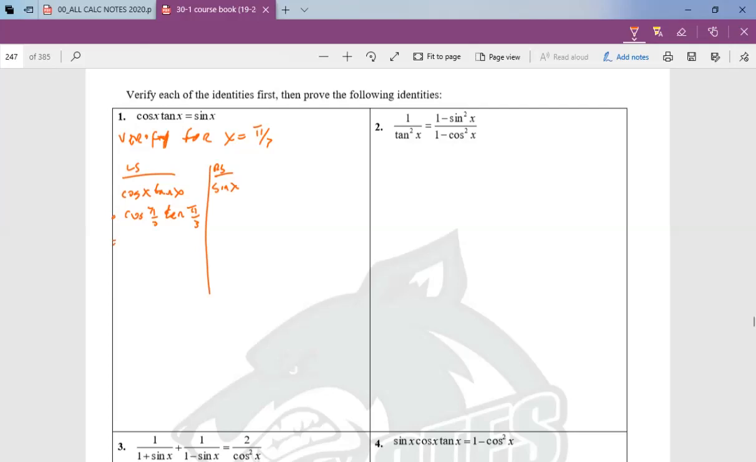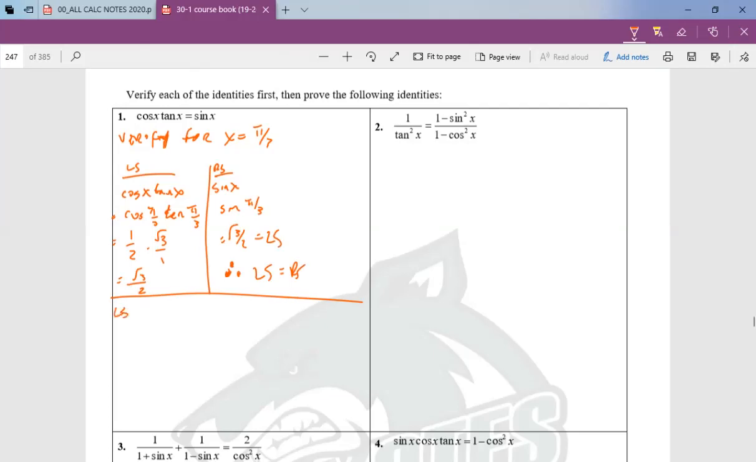And therefore, cosine of pi thirds is 1/2. Tangent of pi thirds is √3 over 1. This is √3 halves. Sine x, which is sine pi thirds, on the right side is equal to √3 halves. Therefore, left side equals right side. That's what a verification would do.